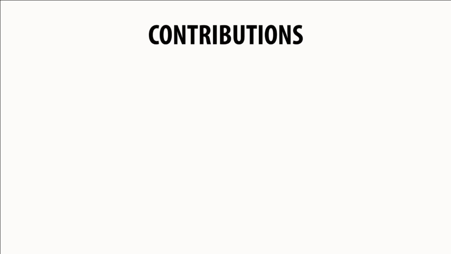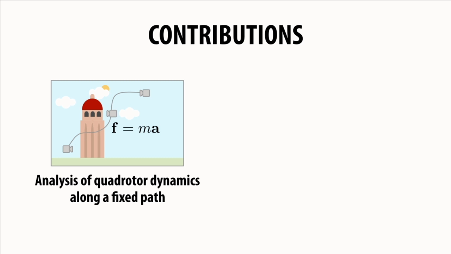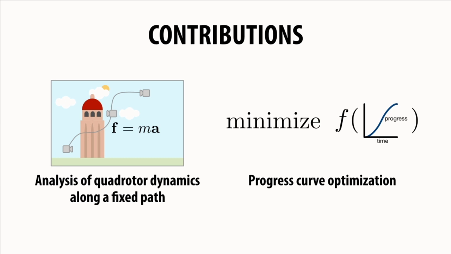Okay, our approach is enabled by 2 distinct contributions. Our first contribution is an analysis of the quadrotor dynamics along a fixed path. This analysis gives us a closed form expression for quadrotor thrust in terms of progress along the path. Our second contribution is a fast method for optimizing a progress curve subject to limits on quadrotor thrust. For this second contribution, we use our closed form expression for thrust as a constraint in an optimization problem. So, in this sense, our second contribution is enabled by our first.